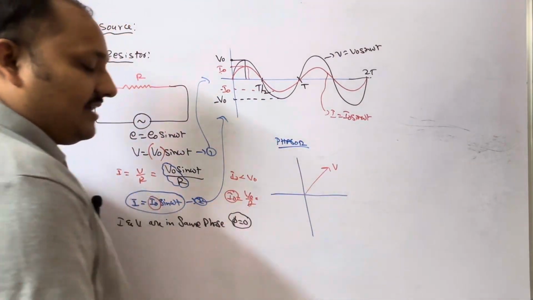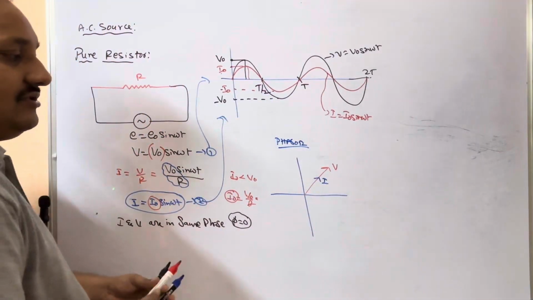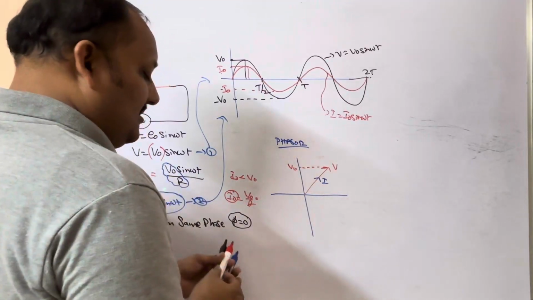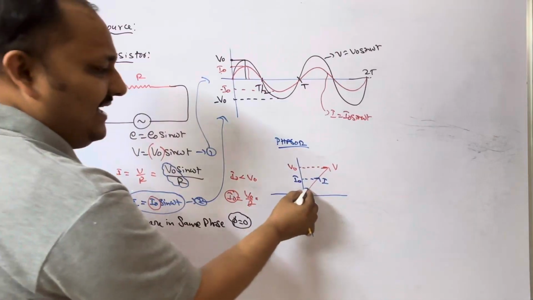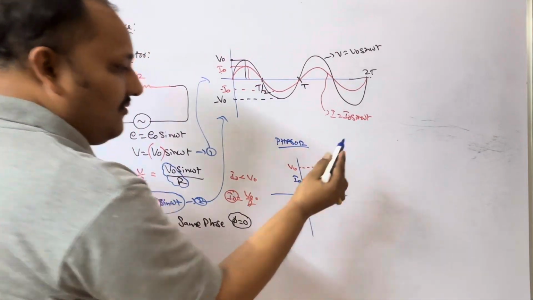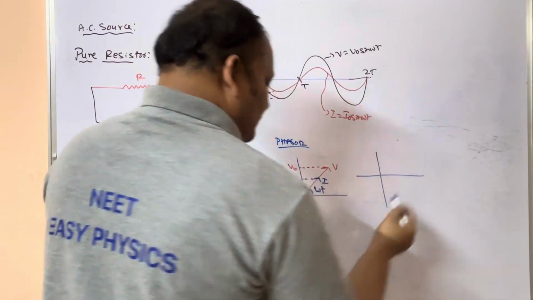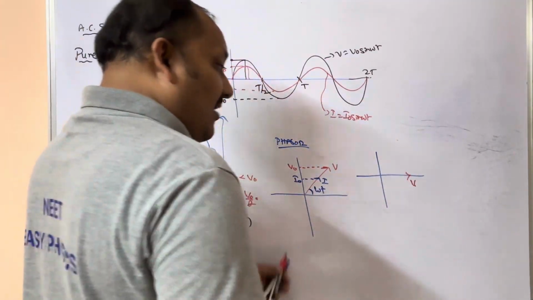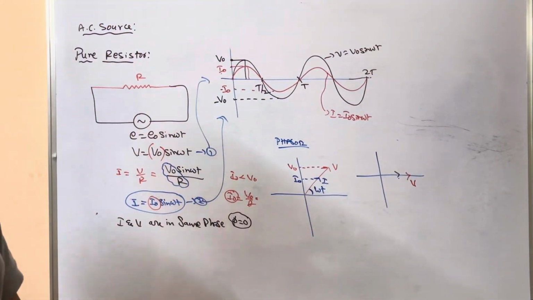In that direction only, current should be there. This is going to be I. This peak value we are going to call V naught, and this peak value we will call I naught. Both should be in same phase, omega t. So I will draw like this: voltage in this direction, then current also you have to take in that direction. Both should be in same phase, isn't it?